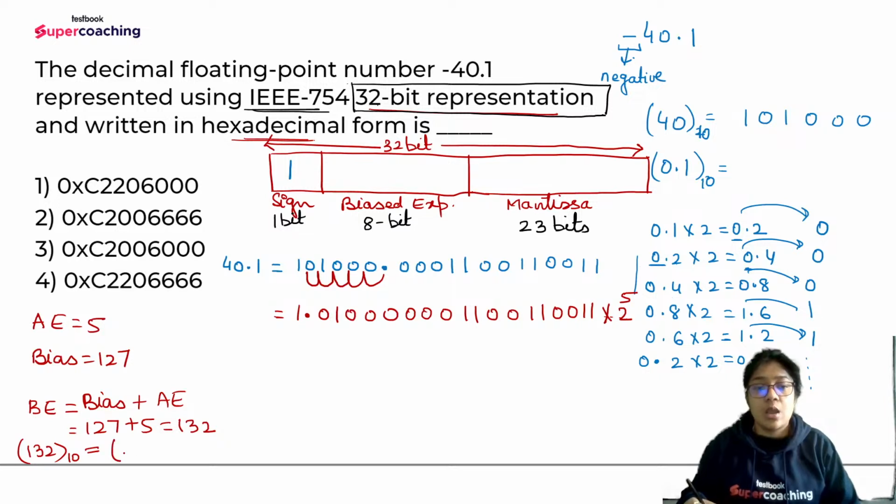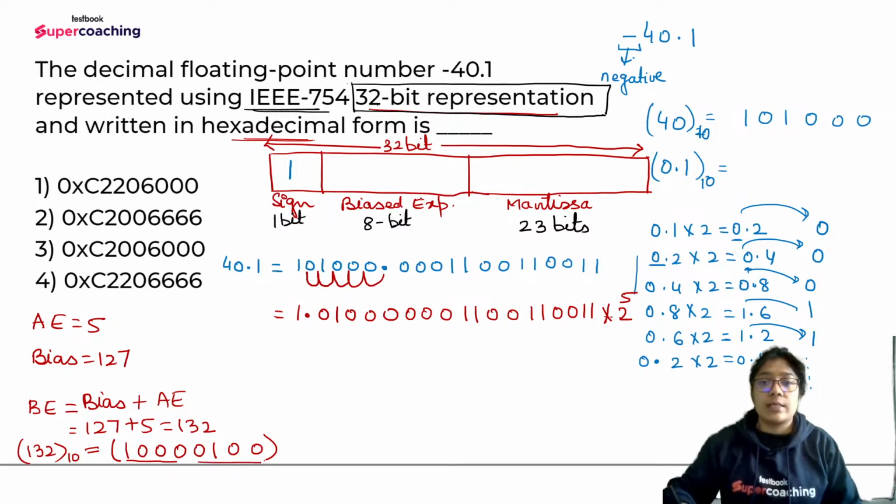So this is 128 plus 4. So 128, 64, 32, 16, 8, 4, 2 and 1. So you are getting 8 bits of biased exponent. So that is 1000000, then is 0100.